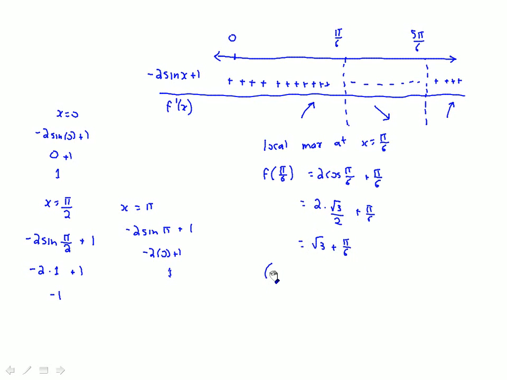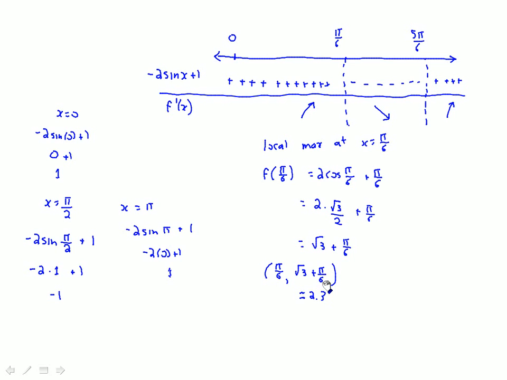So therefore, pi over 6 is the x-coordinate. Root 3 plus pi over 6 is the y-coordinate. So I'm going to decimalize that just to make my life a little bit easier. So let's take the square root of 3 plus pi divided by 6. And it's about 2.3. So this will help us when we do choose to graph this one.